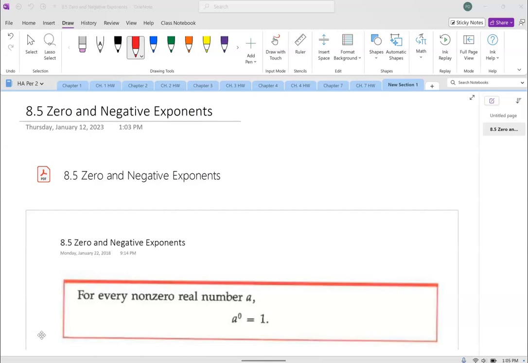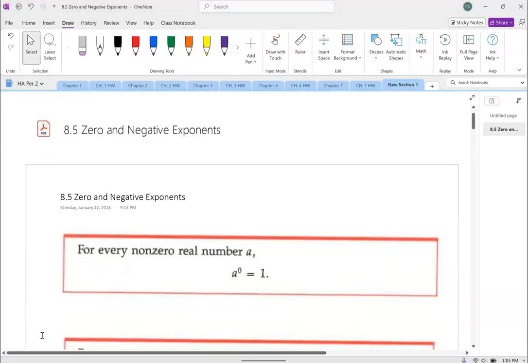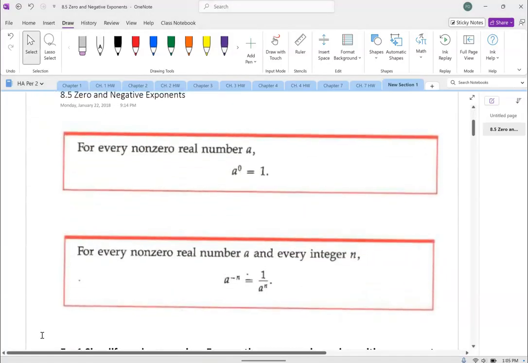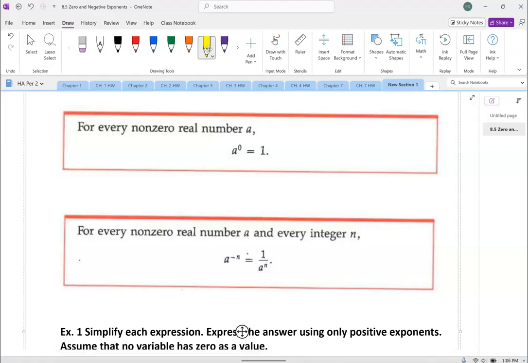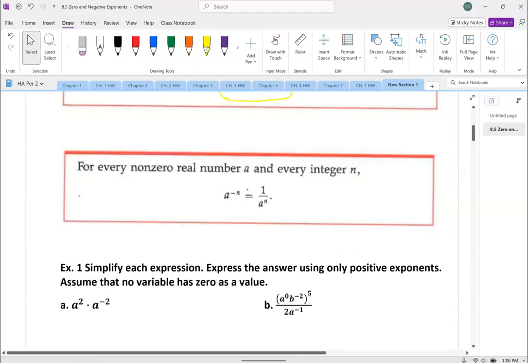Hey everybody, today we've got 8.50 and negative exponents. We're going to start by just quickly reviewing the two laws for zero exponent and a negative exponent. Should be fairly simple. My favorite law is actually the zero law because it's probably the easiest one. Remember, for every non-zero real number, a to the zero equals 1. So essentially anything to the zero is going to equal 1 as long as you're not taking 0 to the 0. So that's one of my favorites because it's probably the easiest.